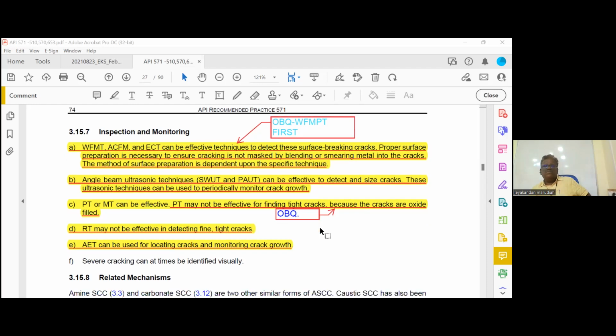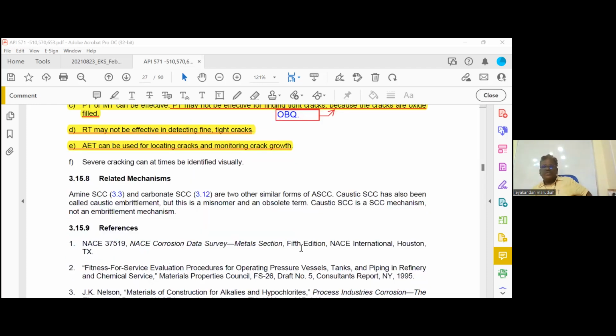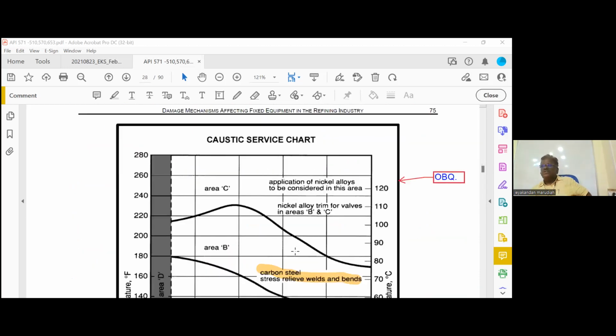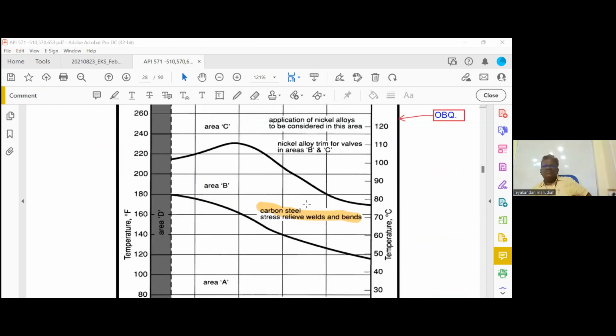That is an open book question. RT may not be effective in detecting fine tight cracks. AET can be used for locating cracks and monitoring cracks. On the next page, you can see there is a chart. Sometimes a question may be asked from this chart.